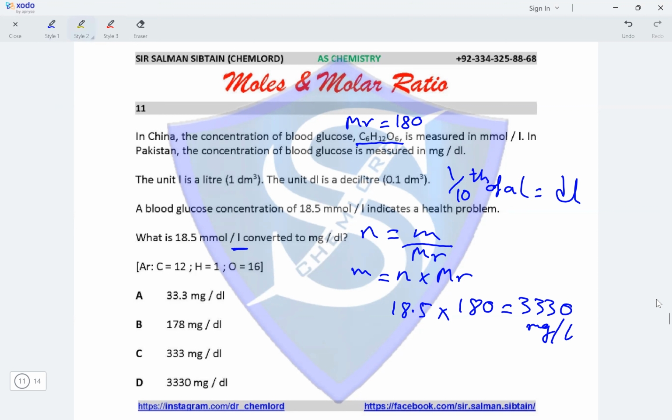So 3330 into 1 over 10. 1/10 of this will give us a value of 333 milligram per deciliter. So this makes option C the correct option for this question.